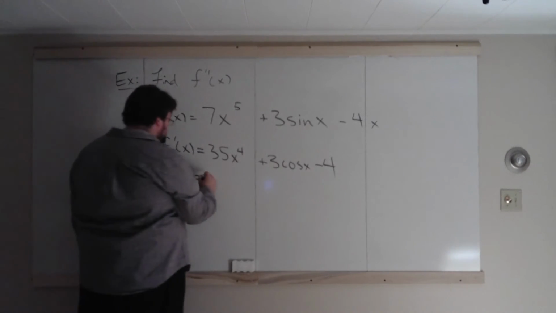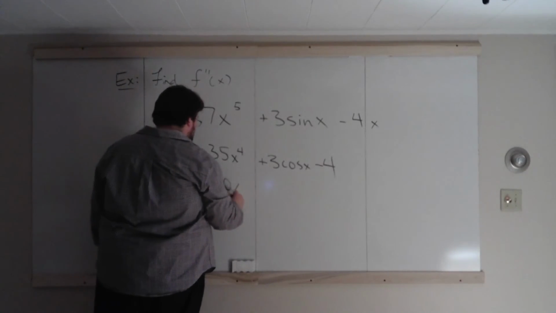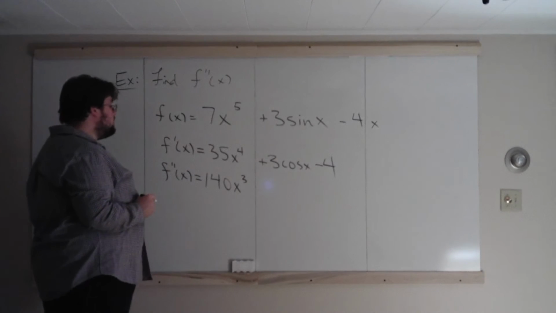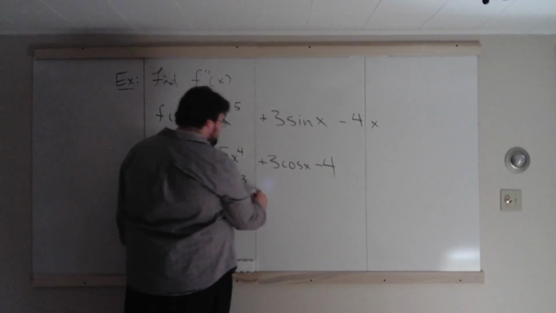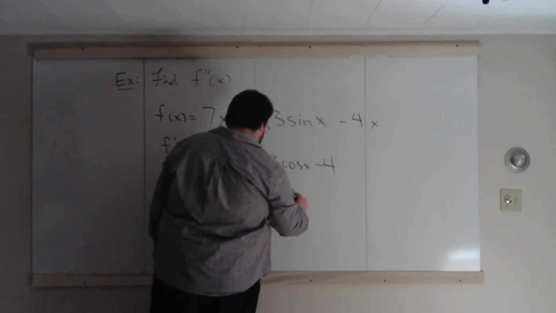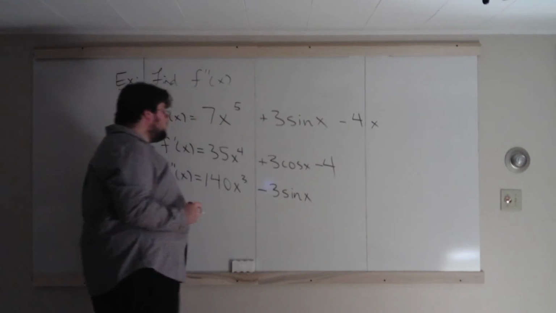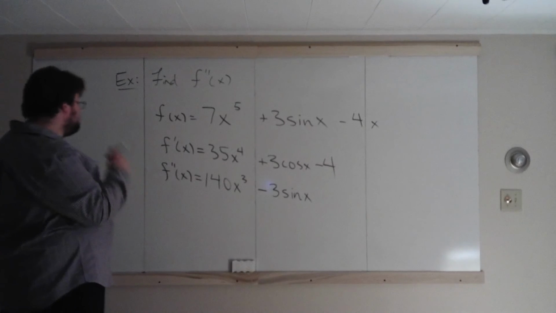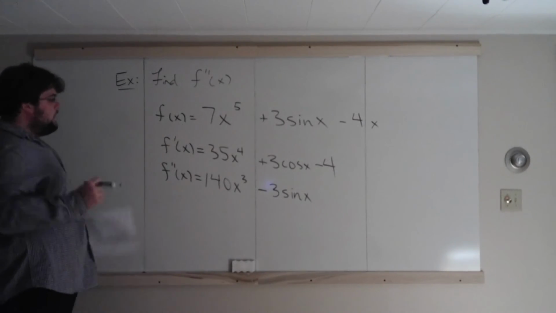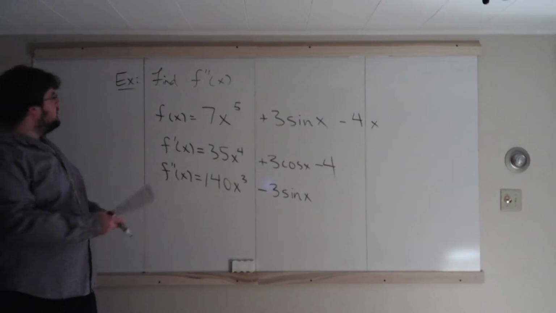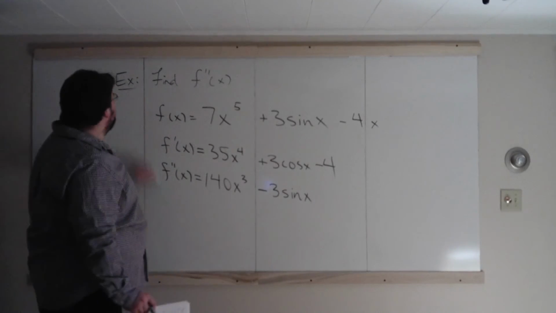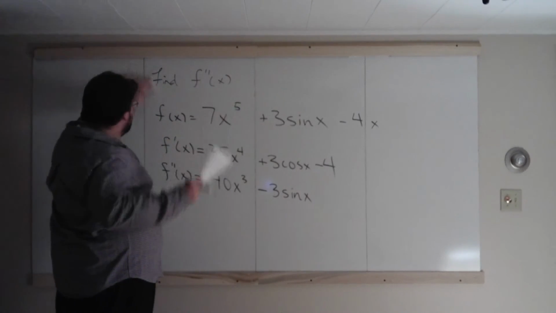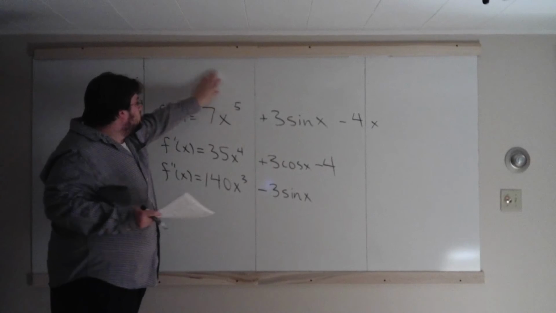35 times 4 is 140, x to the third. Derivative of cosine is negative sine. Derivative of negative 4 is 0. And notice for that trig one, the 3 just kept carrying through. And we don't necessarily have to stop ourselves at the second derivative. We could take third derivatives, we can take fourth derivatives, and so on.